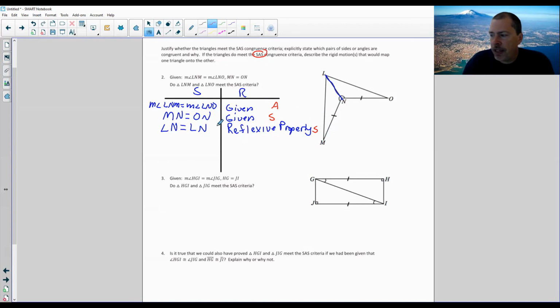So now we can finally say that triangle LMN, or actually we should always use the name that it said right here. Do triangle LNM and LNO meet the SAS criteria? So now we can say triangle LNM is congruent to triangle LNO. And the reason is SAS. So does it meet the criteria? The answer is yes. Okay, so let me get that.